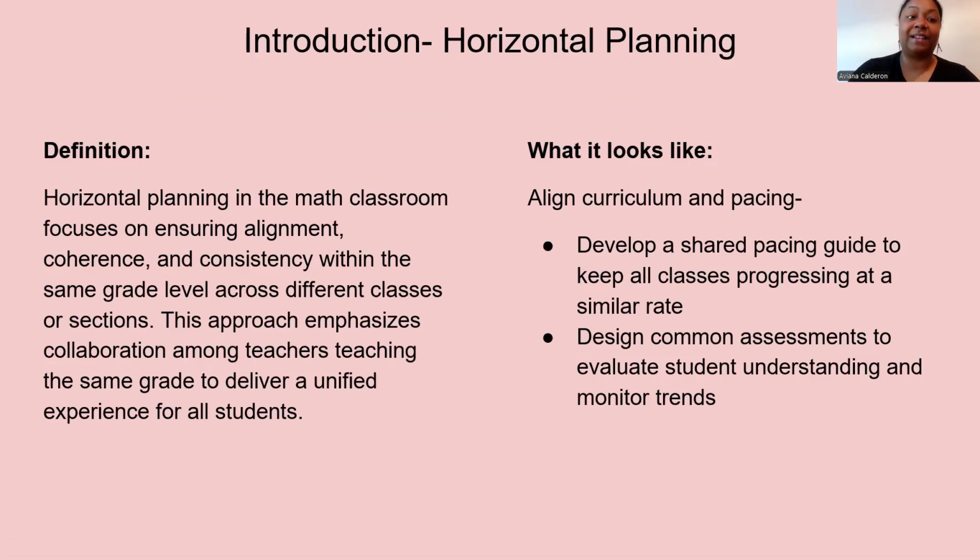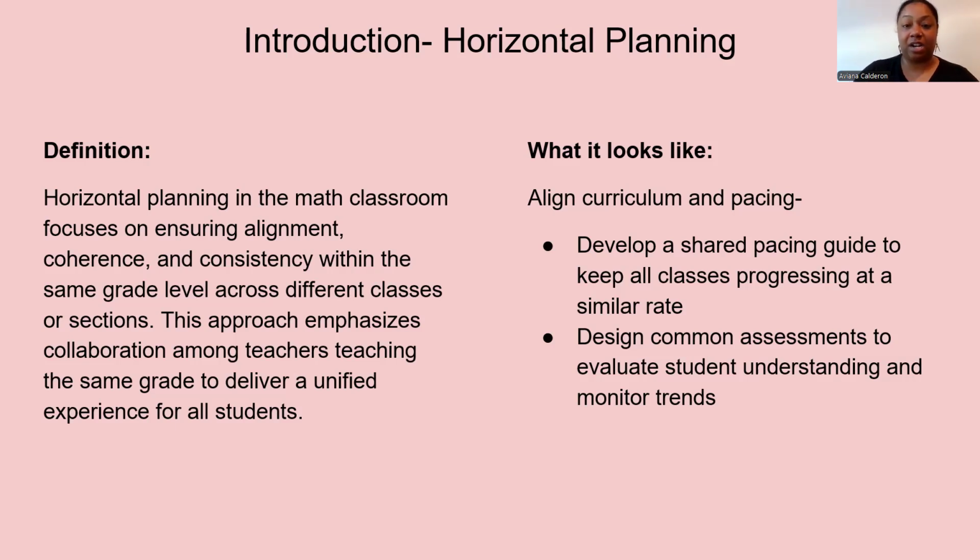So, horizontal planning. The definition of that is: horizontal planning in the math classroom focuses on ensuring alignment, coherence, and consistency within the same grade level across different classes or sections. This approach emphasizes collaboration amongst teachers teaching the same grade to deliver a unified experience for all students. So, what exactly does horizontal planning look like?